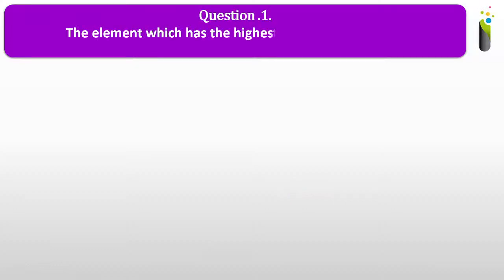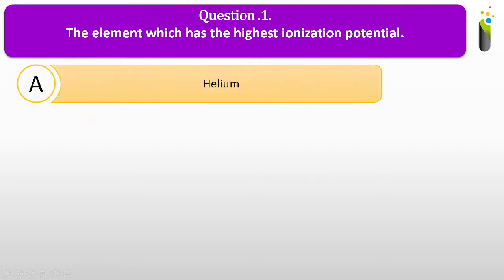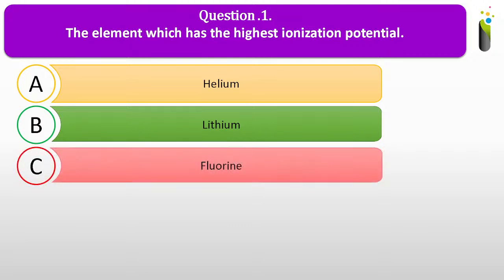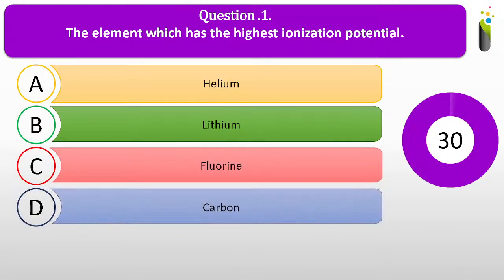Question number 1. The element which has the highest ionization potential is dash. A. Helium? B. Lithium? C. Fluorine? D. Carbon? So answer me for this question.